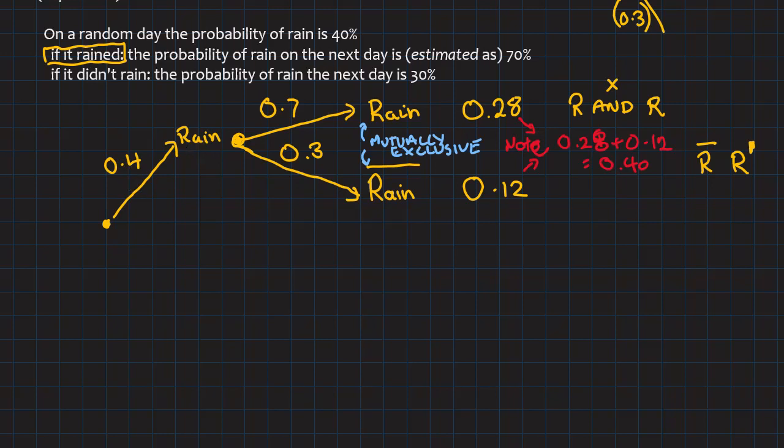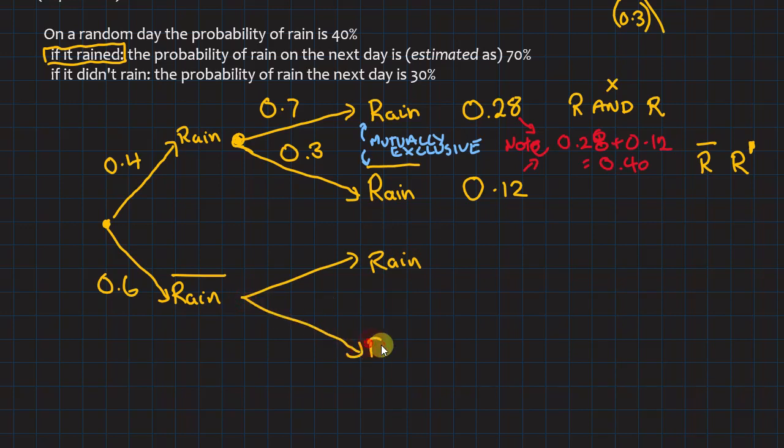Okay, quickly finish off with the other side. If it's not rain, using the line, what's the story to come down here? Well, the probability must be everything to make this up to 1. So it's 0.6. Going up to rain, and down to not rain.